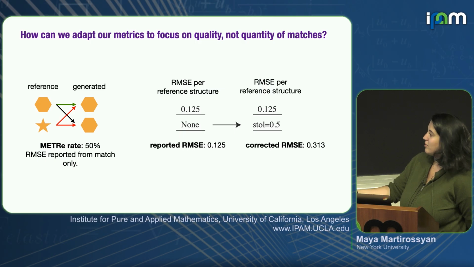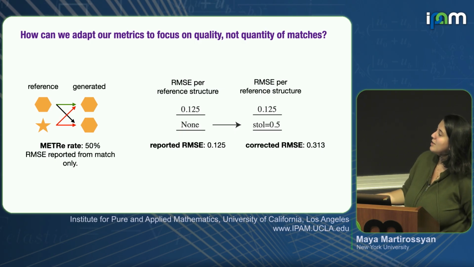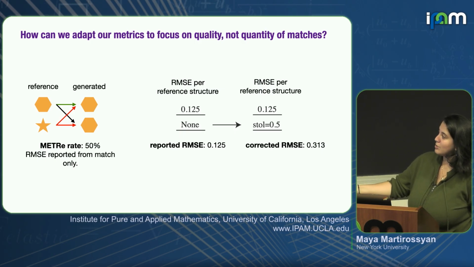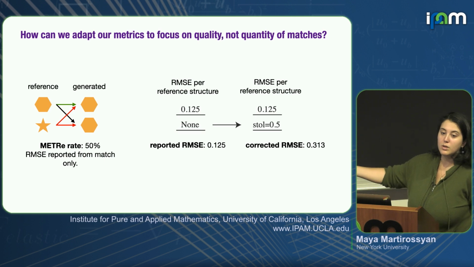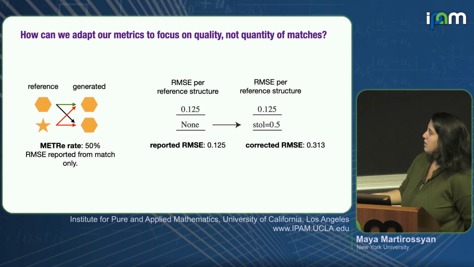This is what we call corrected RMSE, because what you're basically doing is measuring the RMSE between your generated structure and your test structure. And instead of reporting a null result when you don't get a match, you just report a number that is a tolerance so high that it would report a non-match. Okay.